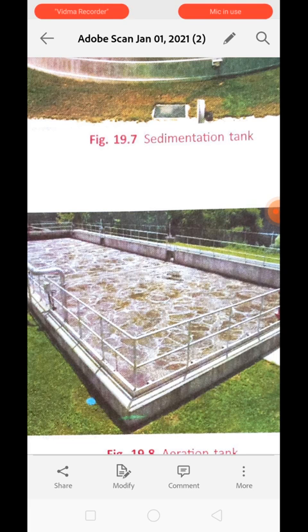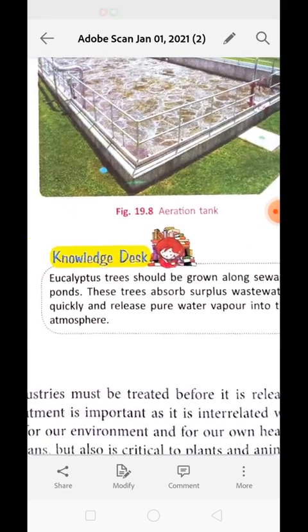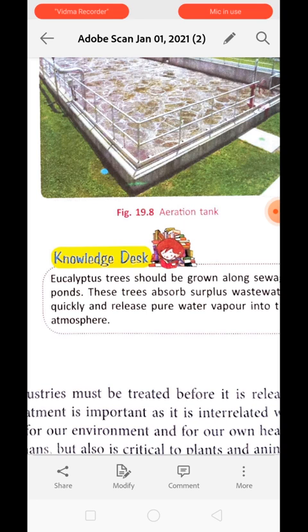Now see over here. Eucalyptus trees should be grown along the sewage pond. These trees absorb surplus water, wastewater, quickly and release pure water in the form of water vapor into the atmosphere. Means it is also helpful in purifying the water.